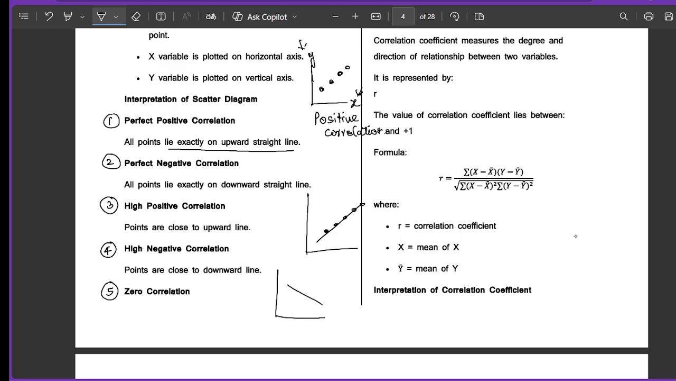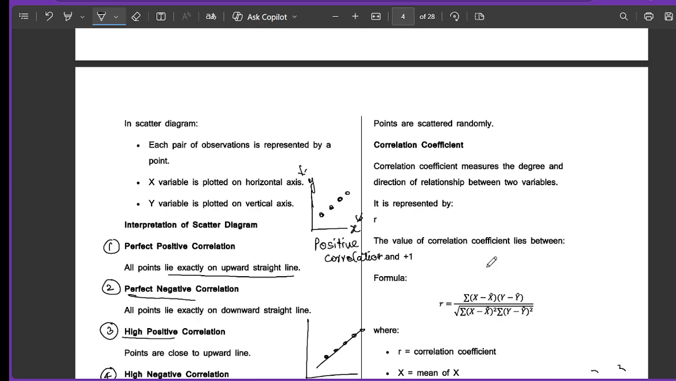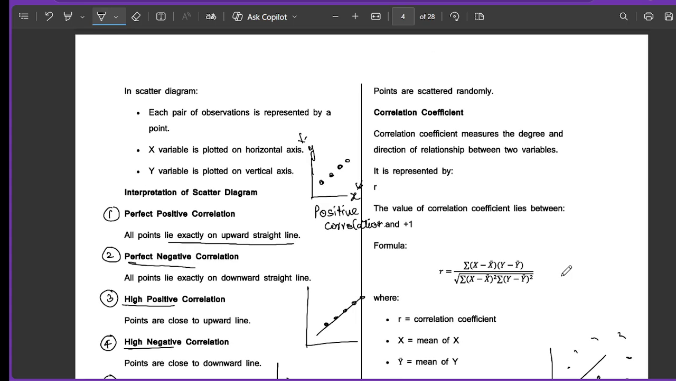If we assume the downward line and all the points come onto this, we say it is a perfect negative correlation. If we assume this line but the points come like this, going along with the line, we say it is a high positive, and vice versa for high negative. And zero correlation: if we try to plot any kind of line but the points do not follow the line at all, we never know where the points go, so that will be zero correlation. So these are the various kinds of correlations, and you can directly identify them by looking at the scatter diagram.